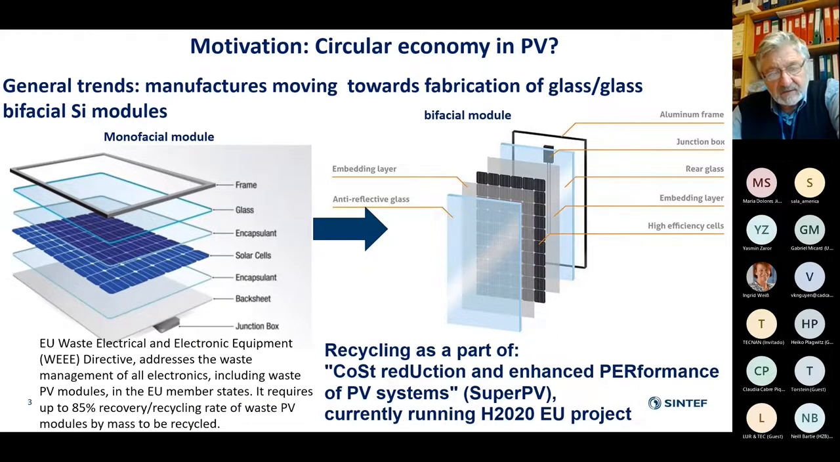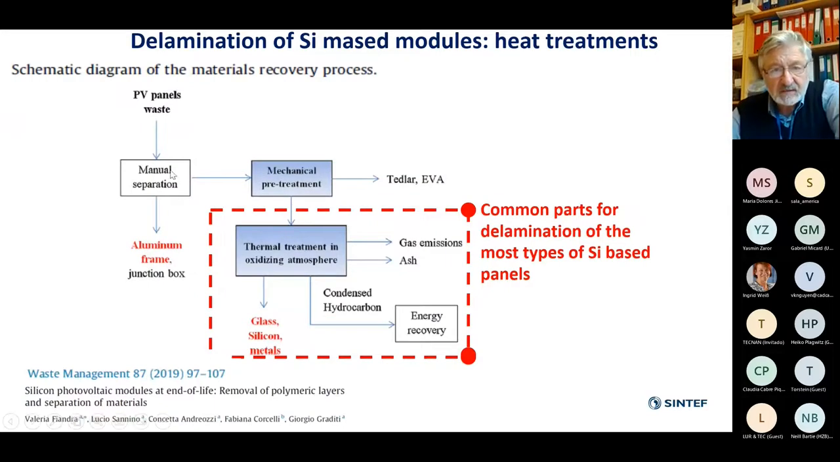And in this activity, we are referring to the WEEE directive, which requires recovering 85% of valuable materials from any electronic device, including PV modules. And this is what we were trying to realize and demonstrate in the frame of our SuperPV project. As I said, in the case of monofacial modules, we can manually remove the aluminum frame, junction box, and Tedlar, if we have it on the backside.